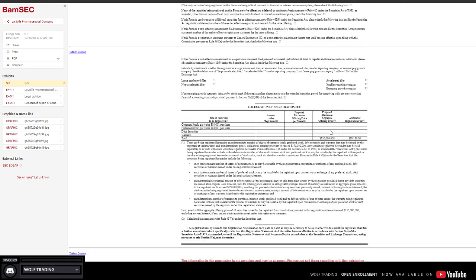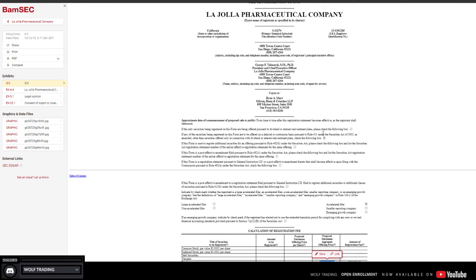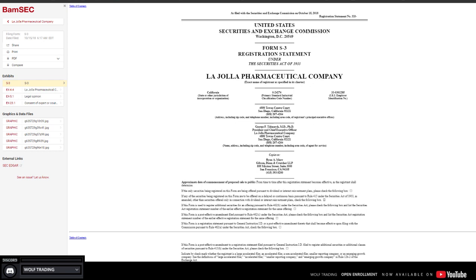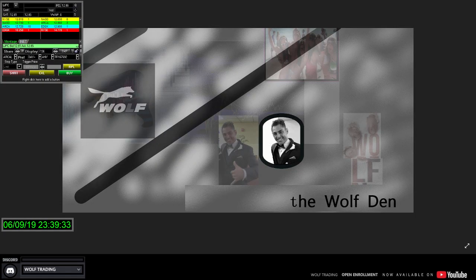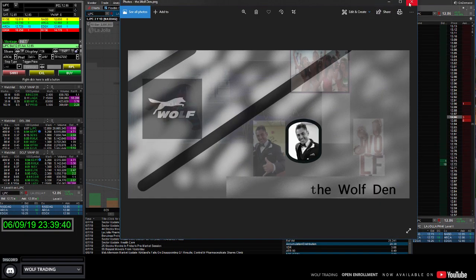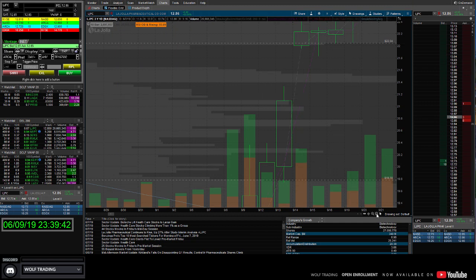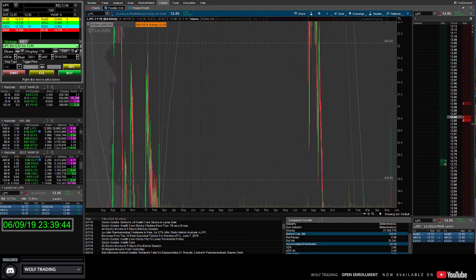Okay, so I'm looking at $150 million on this S-3. Now let's go ahead and look. Let's pull up the market cap on this company, LJPC. I want to see how much supply they have in relation to the company itself.